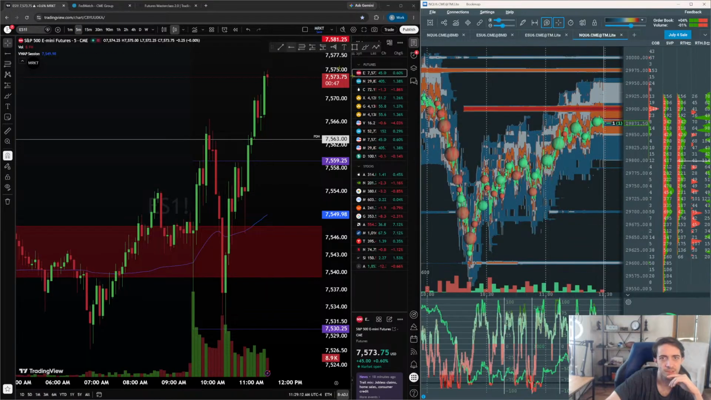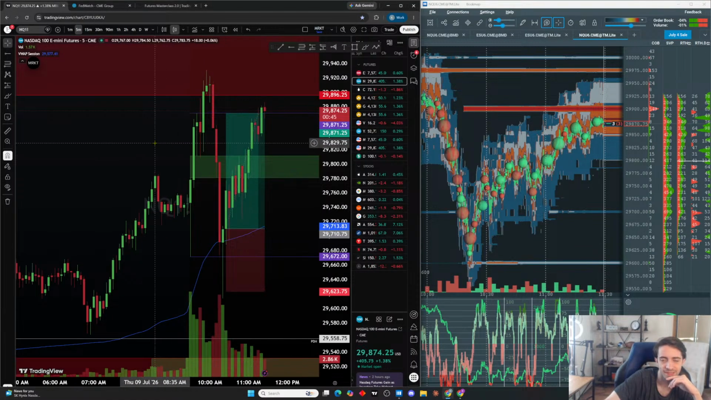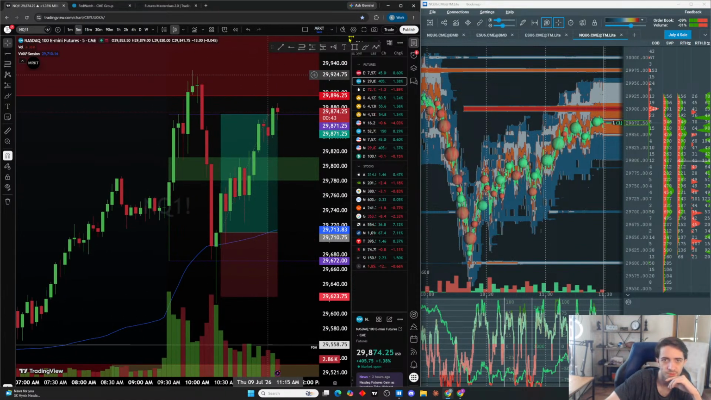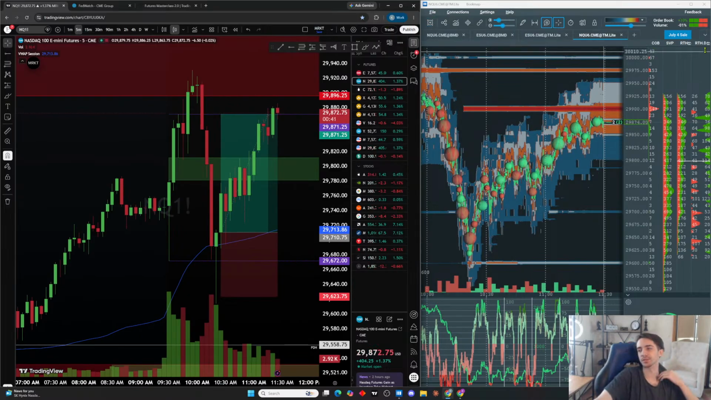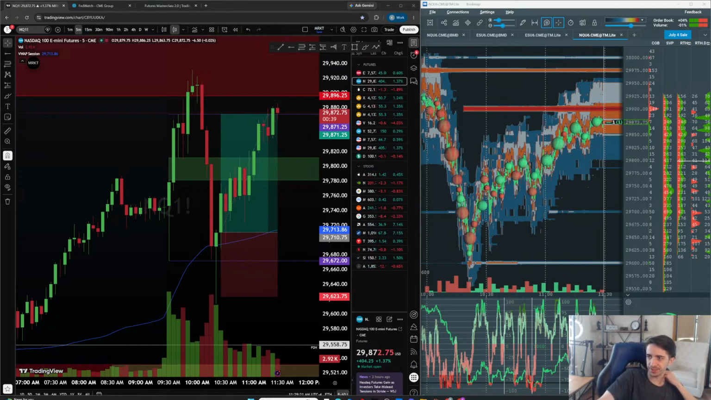NASDAQ, one last peek. Look at that. NASDAQ making its way to that 29,900 we were looking for. Beautiful. Great levels and great targets, ladies and gentlemen. Great analysis and great overview of what markets are doing today.